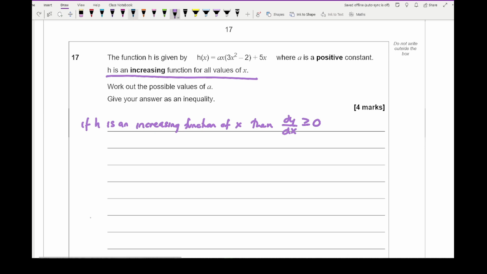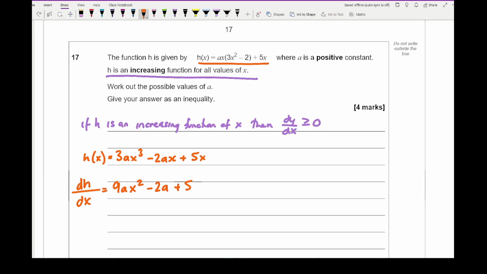Now for this, what we need to do is differentiate this expression. To do that, I suggest that you expand the brackets to make it easier to work with. So what we end up with is 3ax cubed minus 2ax plus 5x. We can't simplify that any further. So then we want to work out dh over dx by differentiating this expression. Moving the power to the front, we get 9ax squared. This then just turns into 2a, and we've got plus 5.